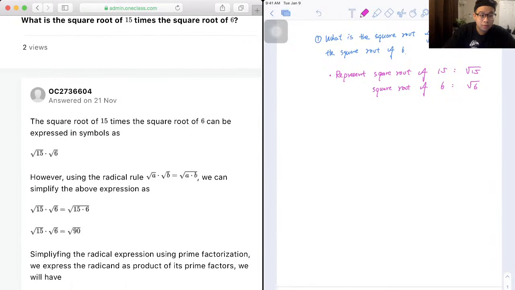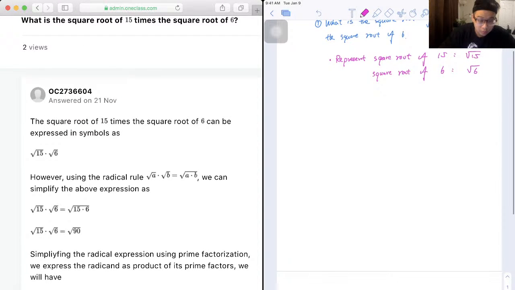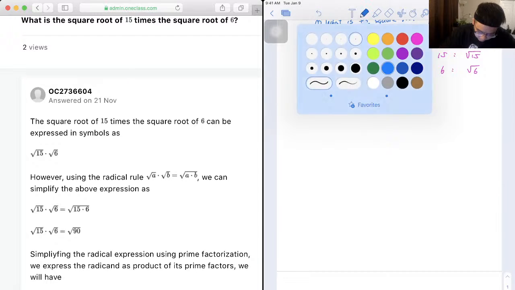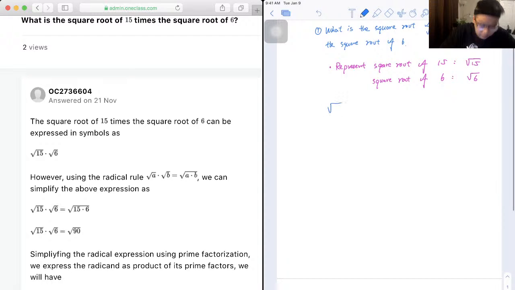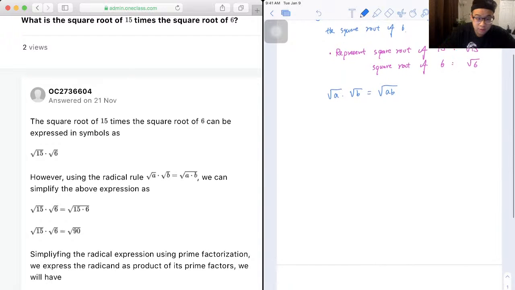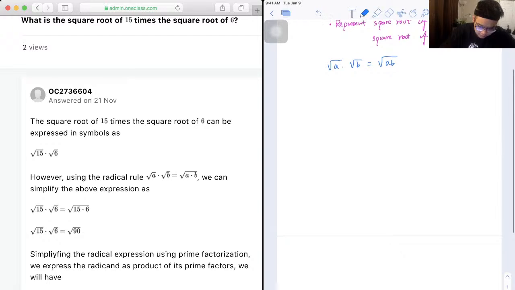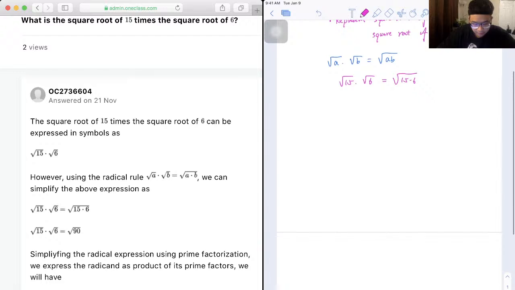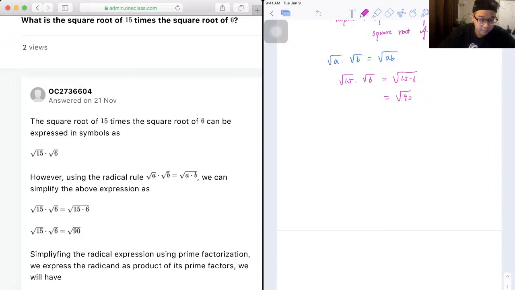And then using the radical rule, which looks like this: root a times root b is equal to root a times b. Thus, we can simplify the above expression as root 15 times root 6, which is equal to root 15 times 6. And 15 times 6 is equal to 90.